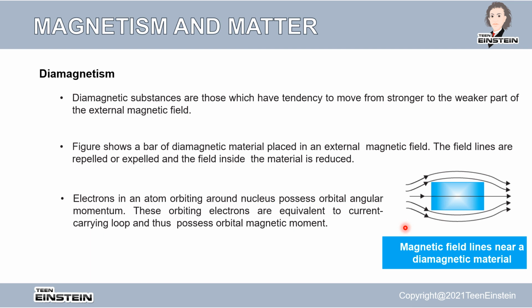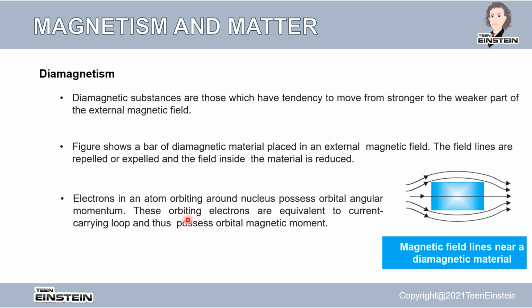So the figure shows a bar of diamagnetic material placed in an external magnetic field. The field lines are repelled or expelled and the field inside the material is reduced. See, if you keep a diamagnetic material like this in a magnetic field, the field lines don't go through the material. They just avoid the material and go around it. So if you look at the field inside, it will be less than the applied field, because now obviously M is negative. When M is negative, obviously B total is going to be less than the B applied.